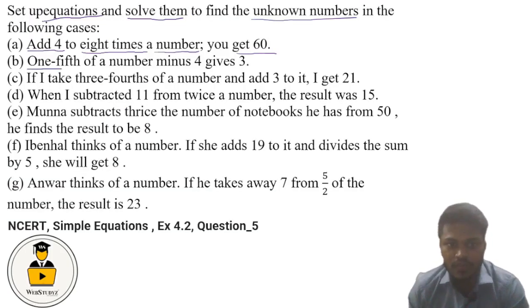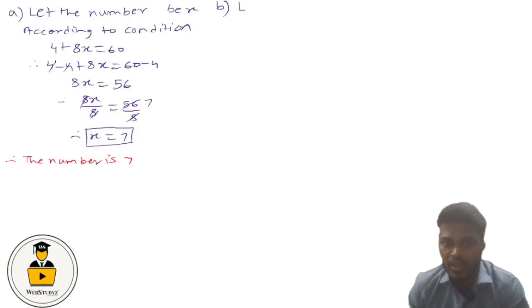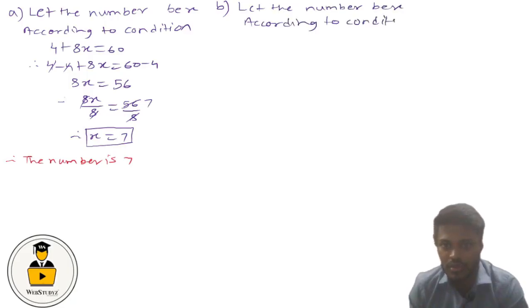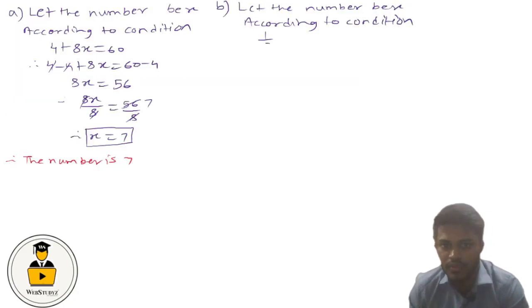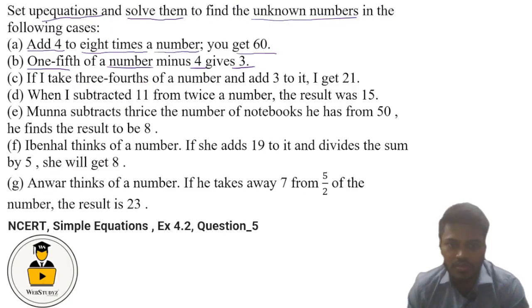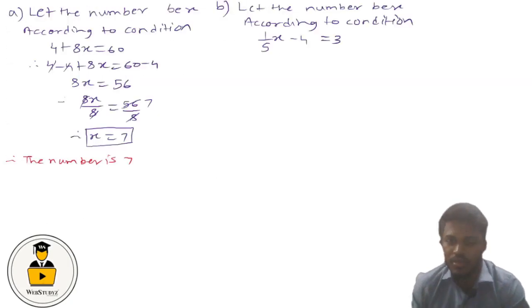So similarly, let us consider the next statement. We have been given that 1/5 of a number minus 4 gives 3. Again, let us assume the number be x, and according to the condition, 1/5 of a number minus 4 is equal to 3. 1/5 of the number we have assumed, x, minus 4 will give us 3. So x/5 minus 4 is equal to 3.